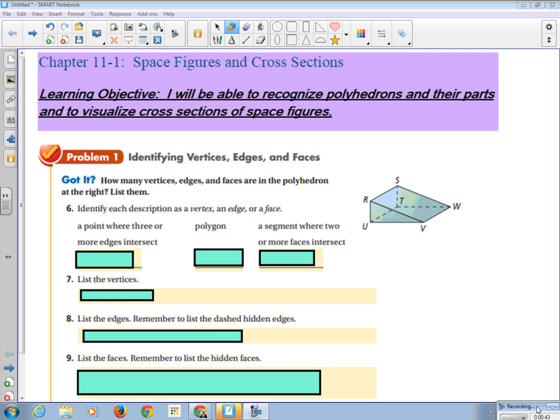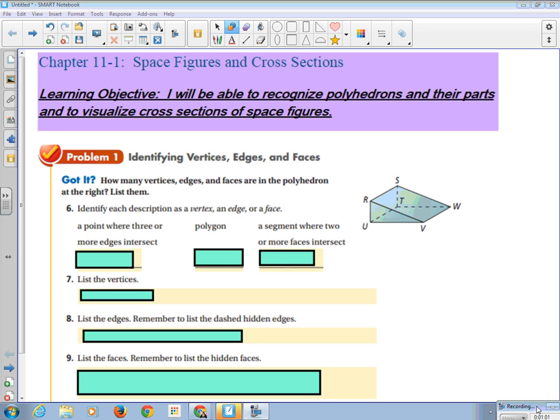So if you look at problem number 1, identifying vertices, edges, and faces, we're going to see how many of each this nice little shape has. So we're going to identify each description as a vertex, an edge, or a face.